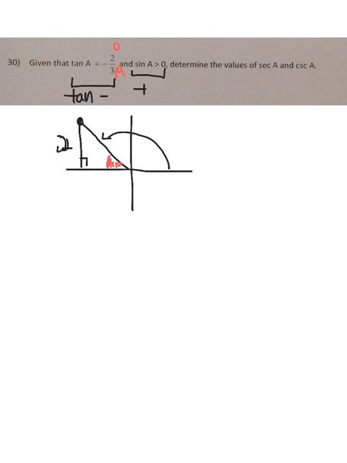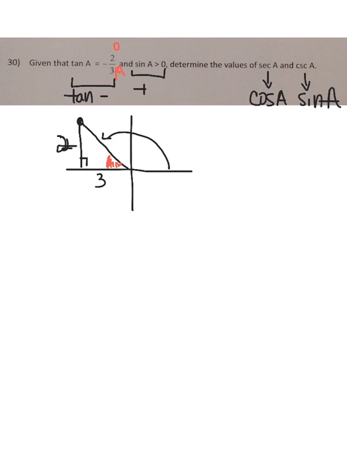Oh my goodness, 2. And the adjacent is 3. And let's see, so we want to find secant and cosecant. Well, I know that secant goes with cosine, right? A C with an S. And cosecant goes with a sine, because a C with an S.